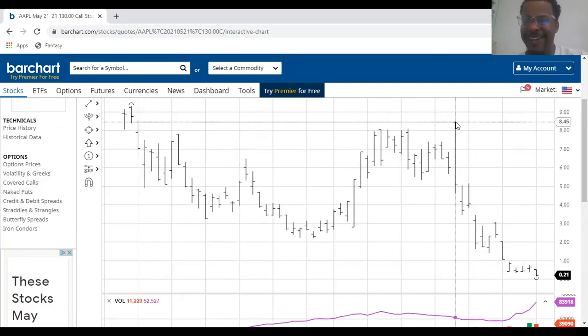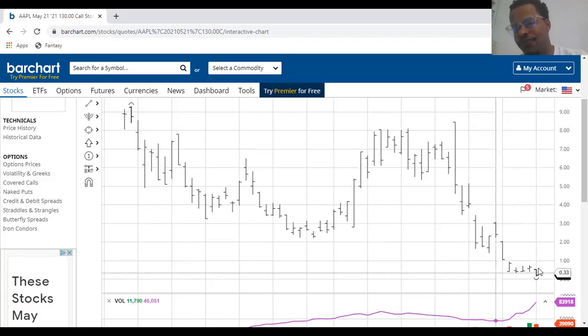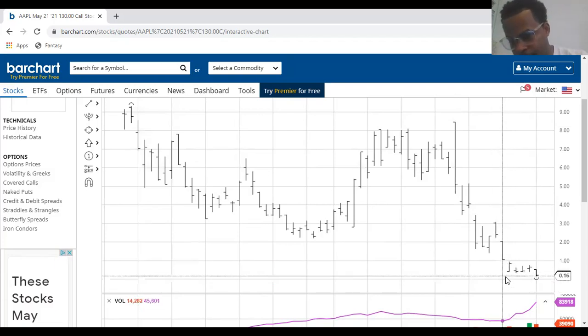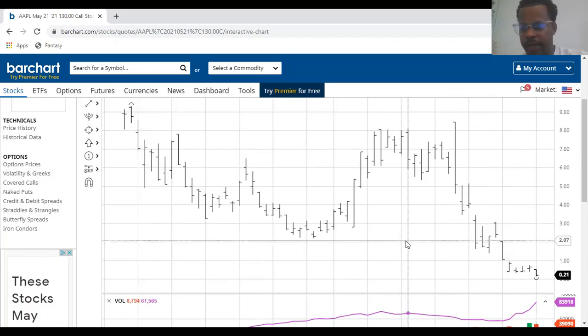Rest in peace. They lost everything, right? But now over here, you see how we're building a base, right? You see how over here it's not going down anymore. It went down a little bit, but it built that base in a few days. This is the daily chart, by the way, guys.